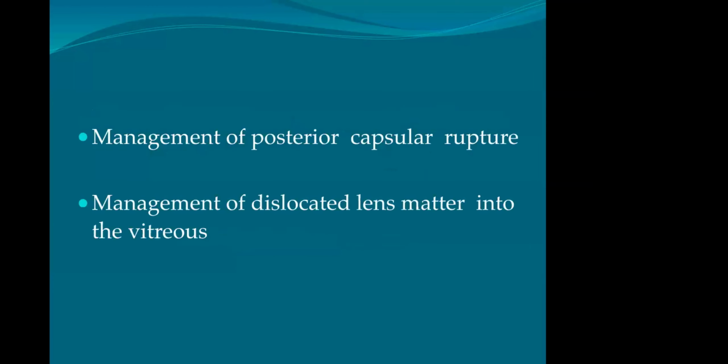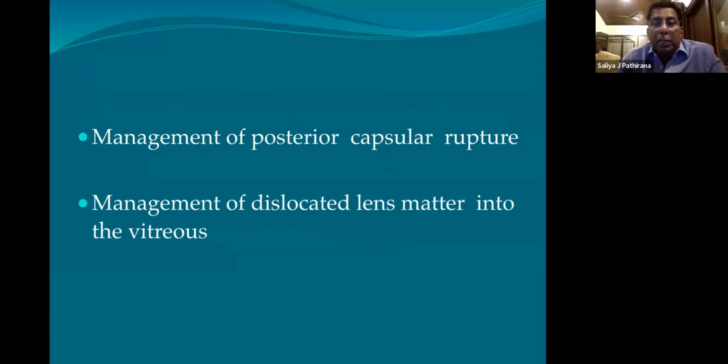Okay. Now, I'm going to discuss this topic under two headings. One is management of the posterior capsular rupture. That is, once you rupture the posterior capsule, you will get retained lens matter in the anterior chamber. And number two, the management of dislocated lens matter into the vitreous, where you get retained lens matter in the vitreous. I'm going to discuss that topic later. So first, we'll go into the capsular rupture.